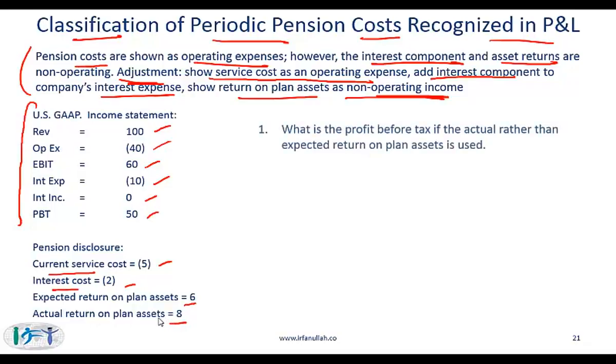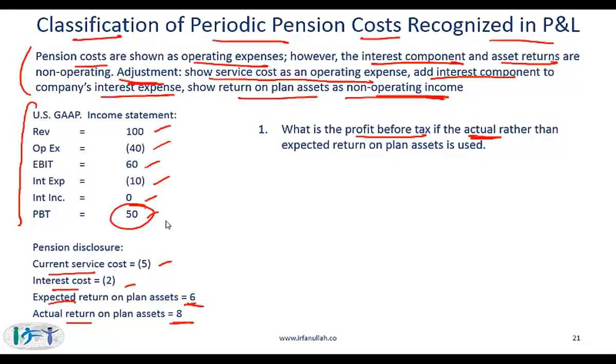So the first question is, what is the profit before tax if actual rather than expected return on plan assets is used? Remember, in US GAAP, to come up with the profit, what return did we use, the expected or the actual? In US GAAP, we use expected. All right, so what is the adjustment? The expected return was 6, the actual was 8. So we are talking before tax here.